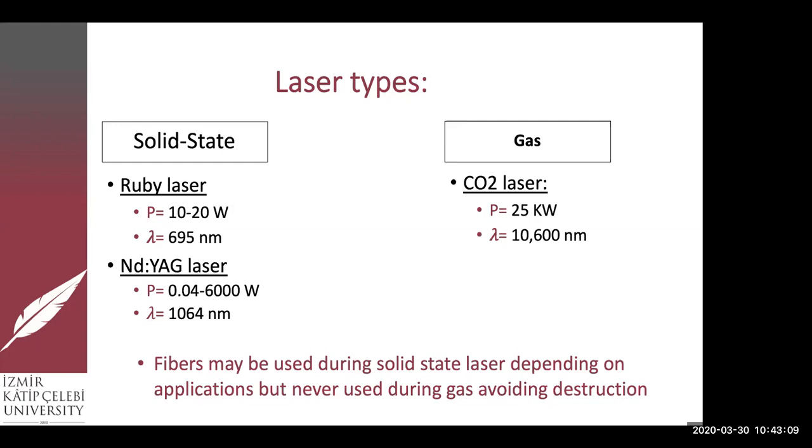On the other hand, gas lasers such as the carbon dioxide laser, of power 25 kilowatt and a wavelength of 10,600 nanometer. It is important to note that fibers may be used while using a solid state laser depending on its application, but these fibers may not be used when using a gas laser because the high power of the gas laser may cause its destruction.